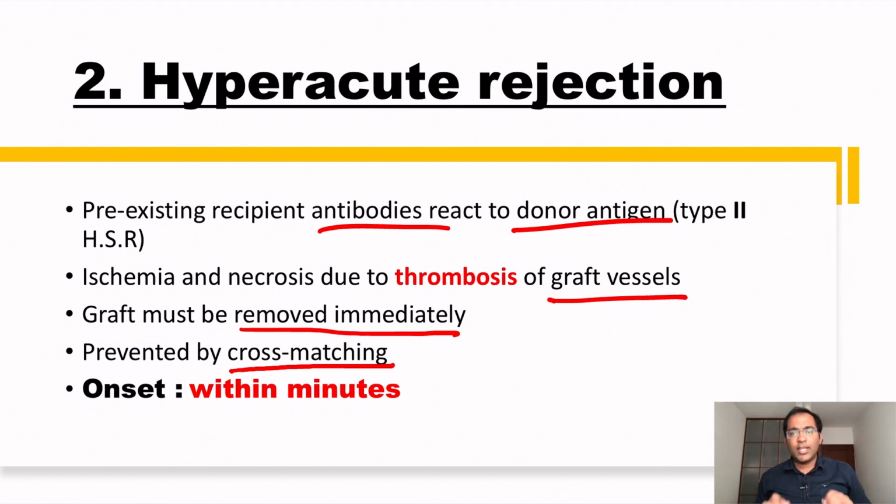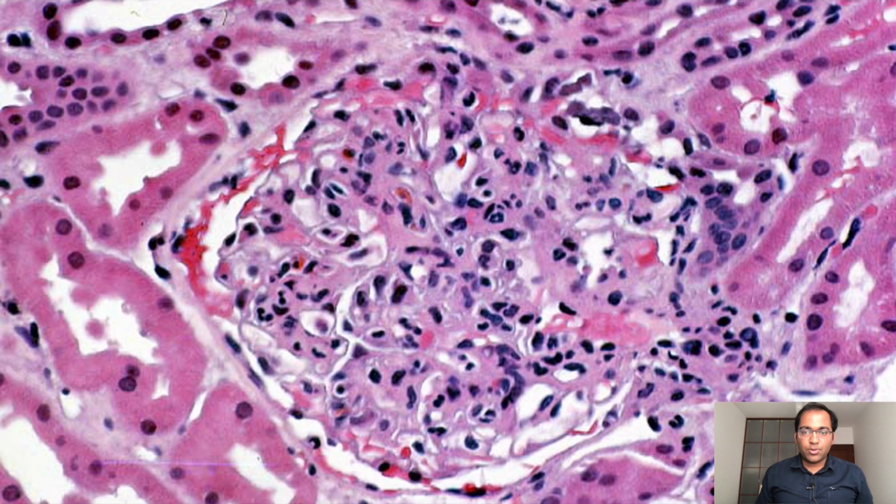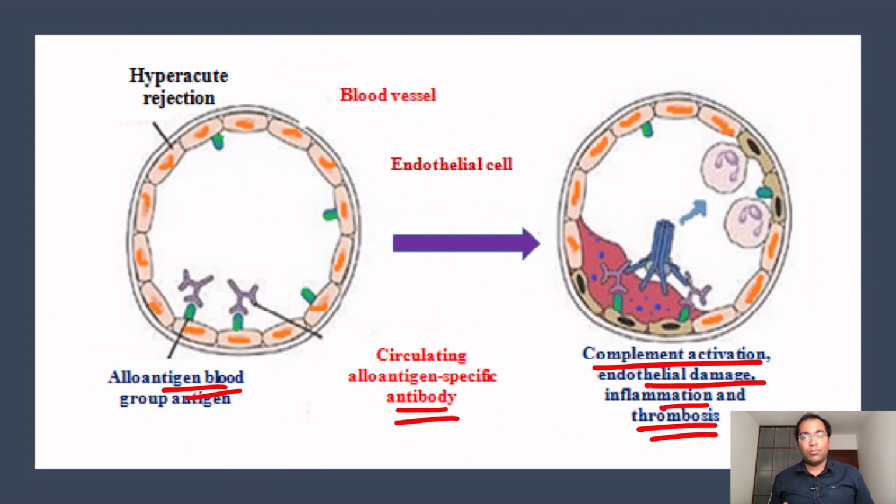And the onset, very high yield to know, the onset is minutes to hours or within minutes. Now this is a histological slide showing glomerulus post kidney transplant. Now this is the cartoon of the same thing, hyperacute rejection, and here we have the circulating allo antigen specific antibody which made a complex with the donor antigen, and then that led to complement activation, endothelial damage, inflammation and thrombosis. So I hope you guys understood the cartoon.